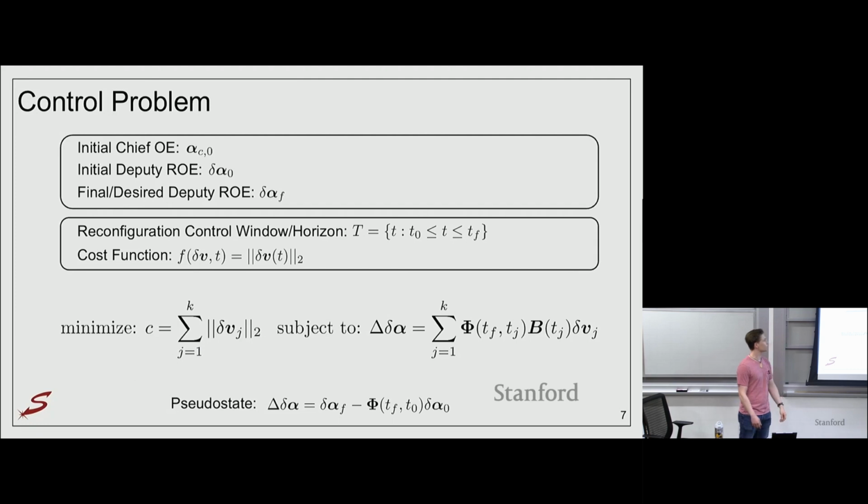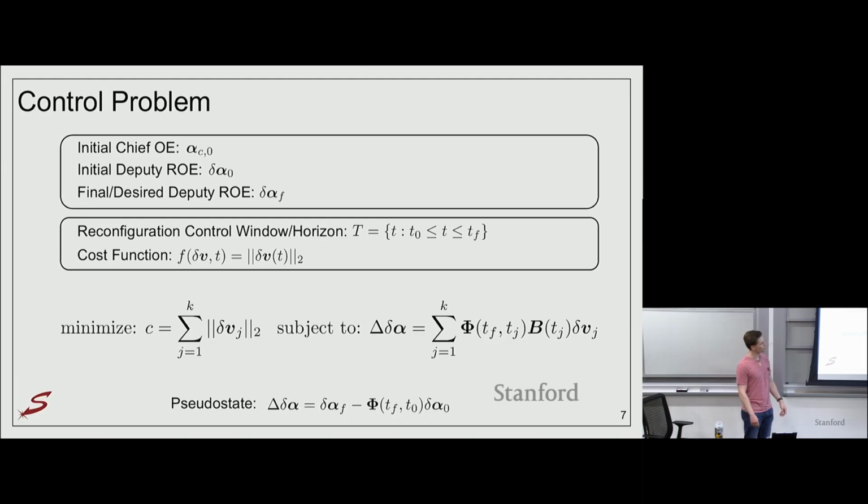So what is the control problem then? We're going to start with an initial chief orbital elements, initial deputy relative orbital elements, and a final desired deputy relative orbital elements. We will then have a reconfiguration control window or horizon, given as the set of times in capital T, which are just the times between the initial time t naught and the final time tf.